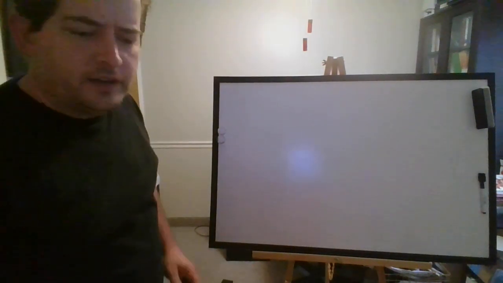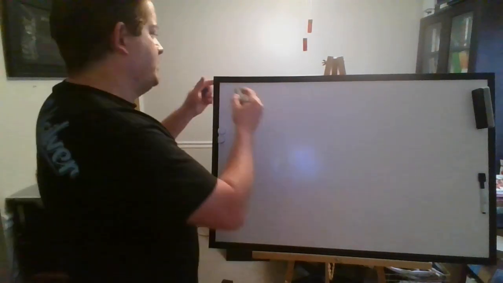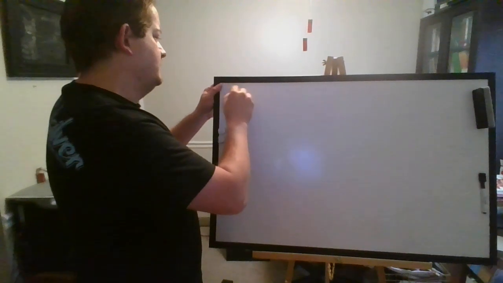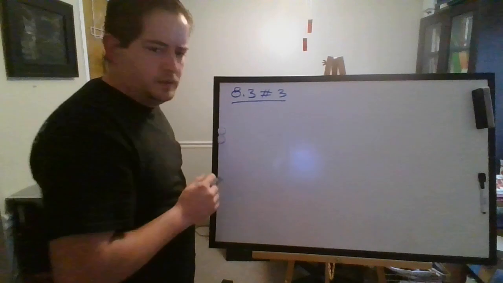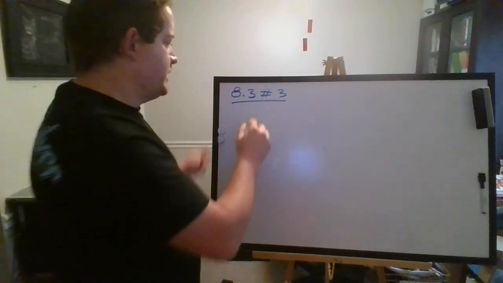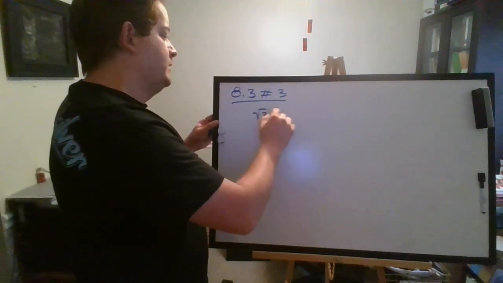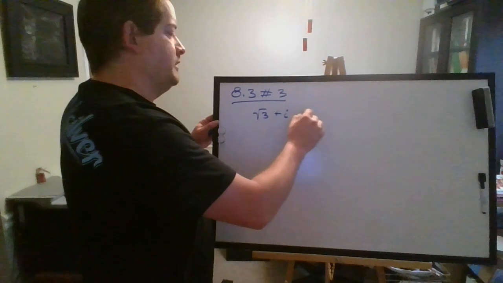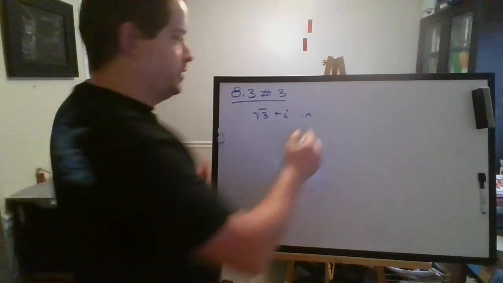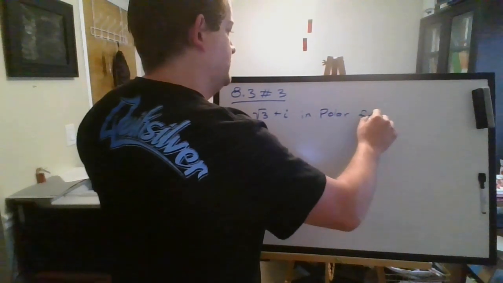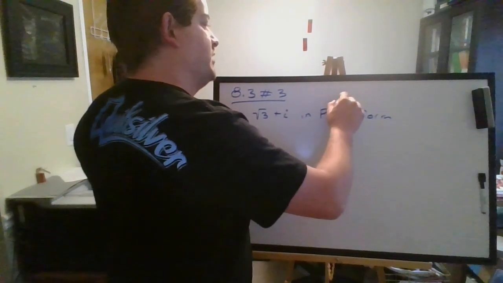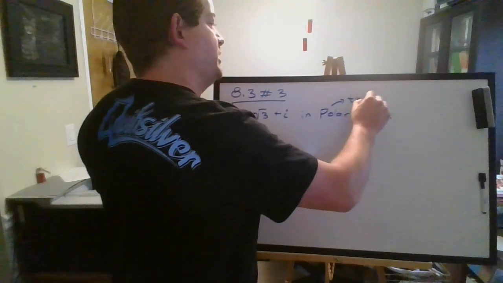The next one I had a question on was number 3. So I have 8.3, number 3. And that says to write the number root 3 plus i in polar form. Sometimes instead of polar form, you'll see this written as trigonometric form.